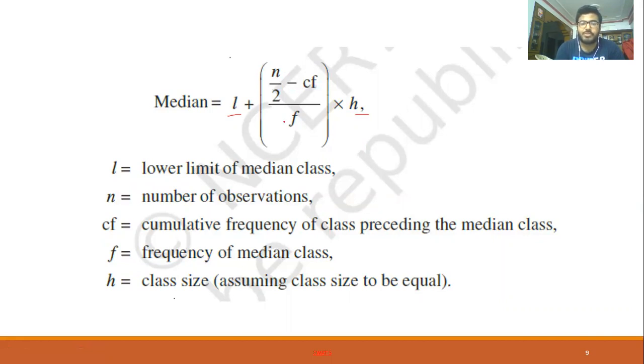Which CF and F to take? That is the main thing in the median. The main thing in median is to find out the CF and the F, and from that everything else will come. Now look here. L means lower limit of the median class. N means number of observations. CF means cumulative frequency of the class preceding the median class. F is the frequency of the median class. H is the class size. That is the same thing.